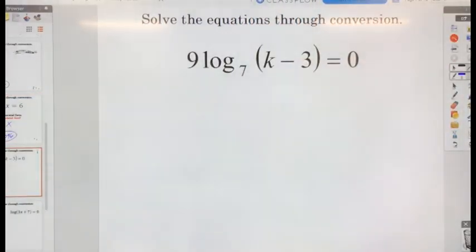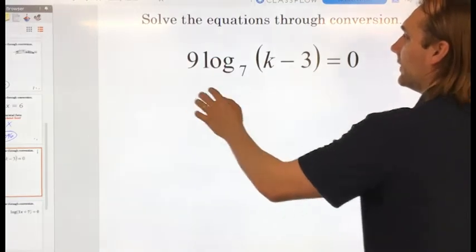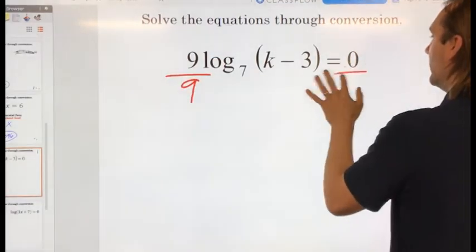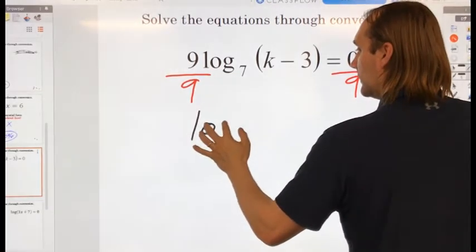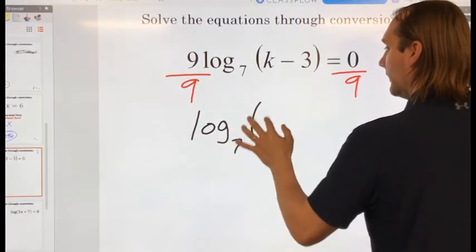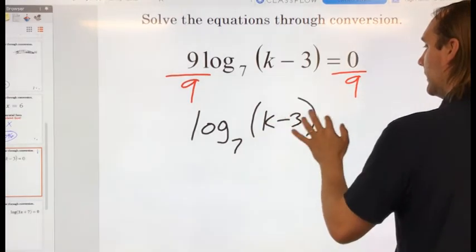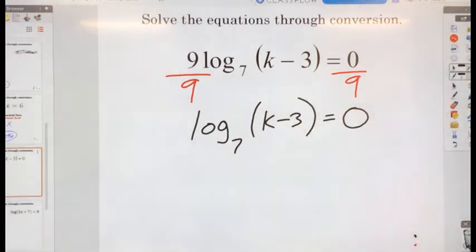Now, just like exponentials, we need to make sure the log is by itself. What should I do before I convert this? Divide by 9. Look how this 9 is attached to my log. That's a no. So let me divide by 9 on both sides. That gives me log base 7 of k minus 3 equals 0 divided by 9, which is 0. Now I can turn it into an exponent.